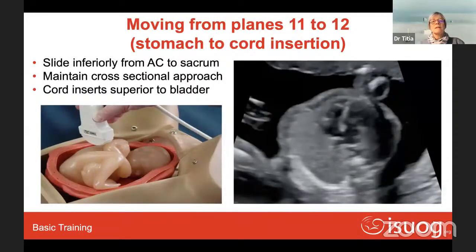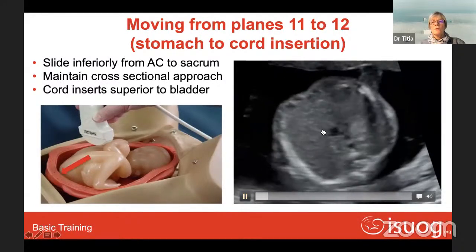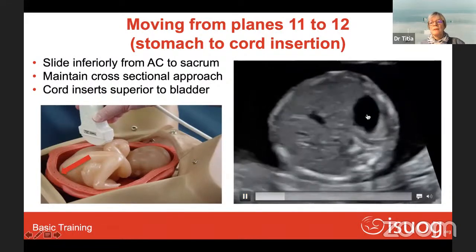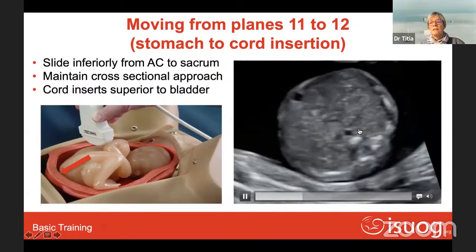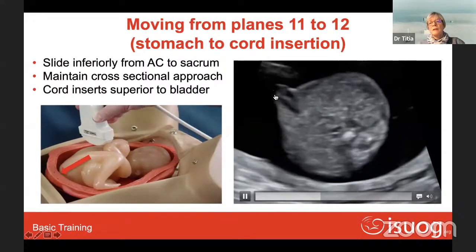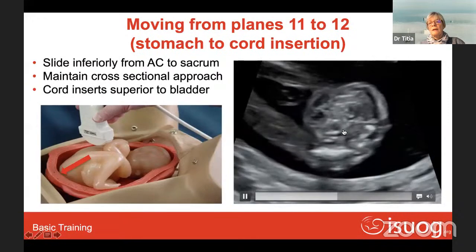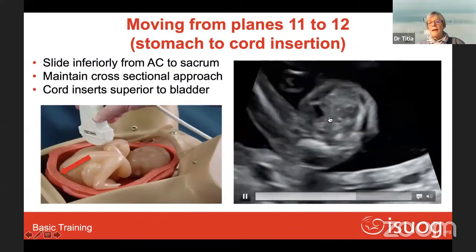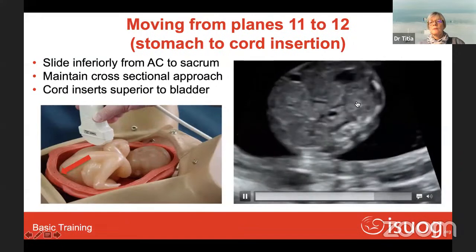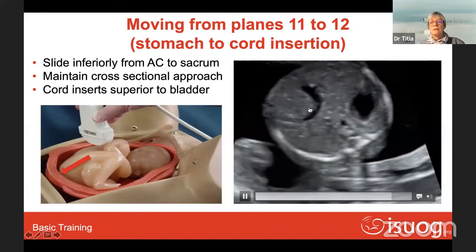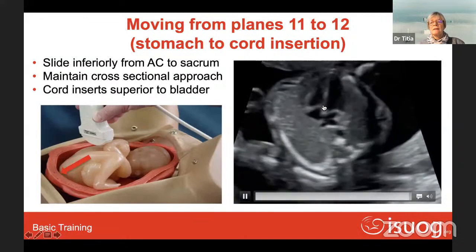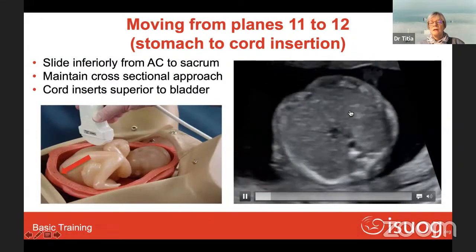And here is an image showing how you can move from plane 11 to plane 12, and you will also identify plane 11. Plane 11 is the plane of the abdominal circumference. And if you see this video moving, we start with the heart, then come the stomach, umbilical vein, portal sinus, kidneys, umbilical cord insertion, and down in the pelvis of the fetus, where you even have the bladder. And we go up again, we see the kidneys, the stomach, the umbilical vein and the portal sinus, and there we have the heart and we are in the thorax.